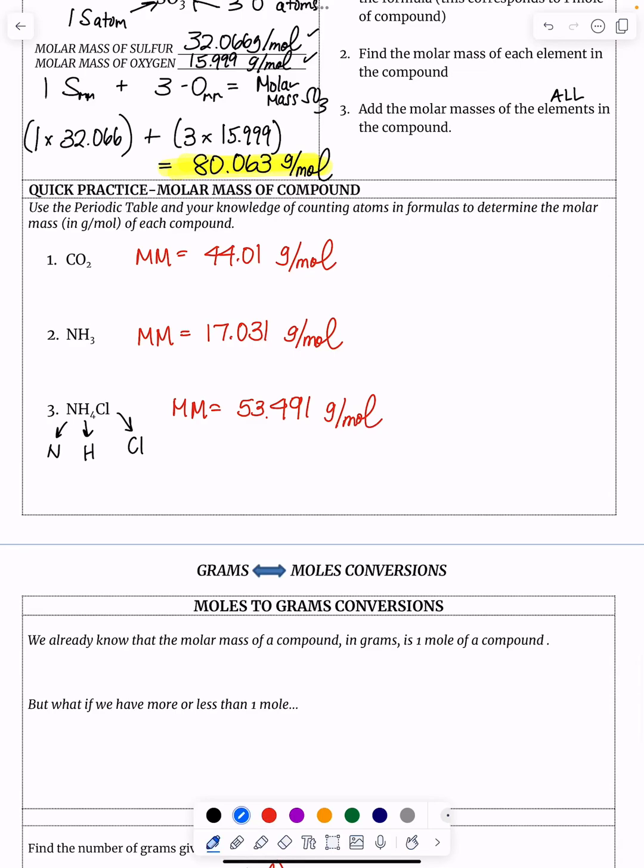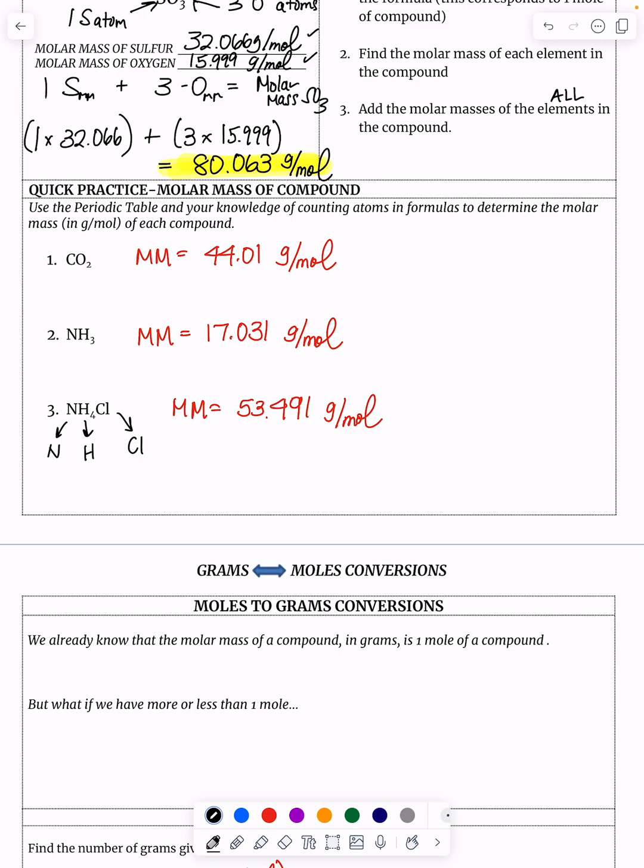Hey chemists, in this video we're going to check our answers to calculating the molar masses of the previous problems and then learn how to convert or relate moles to grams. So here are the answers to calculating the molar masses of CO2, NH3, and NH4Cl. Make sure you ask your teacher or ask for help if you did not get these numbers.